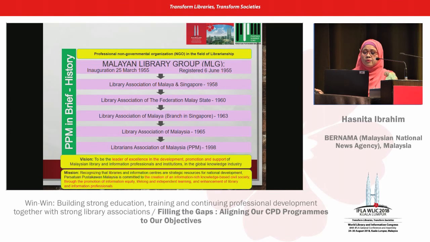So the CPD program will be in line with our vision and mission. Our vision is to be the leader of excellence in the development, promotions and support of Malaysian library and information professionals and institutions in the global knowledge industry. And our mission is the creation of an information-rich, knowledge-based civil society through the promotion of information equity, lifelong and independent learning, and enhancement of the library and information professions.